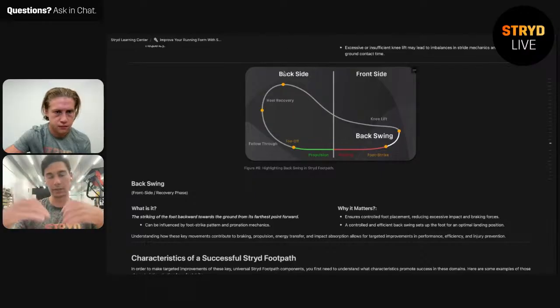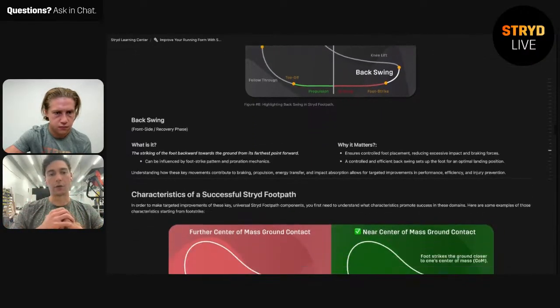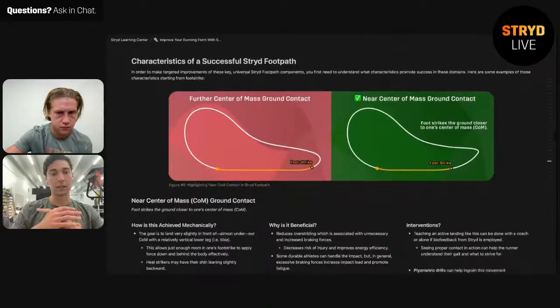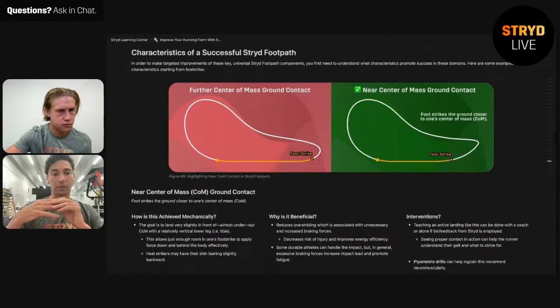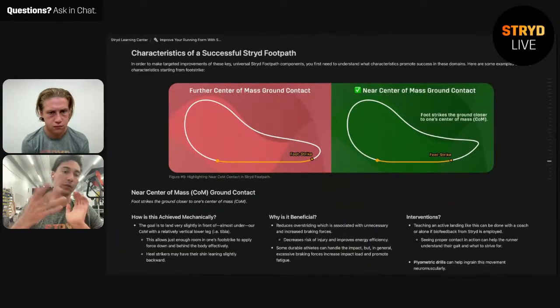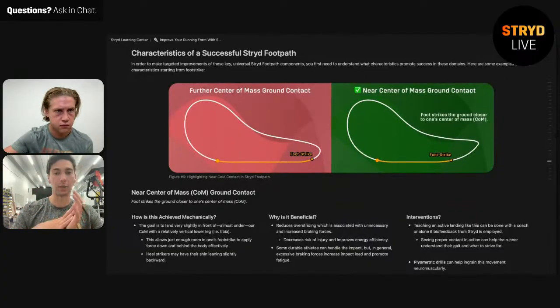And then this bleeds into the next part of the article where we're talking about characteristics of a footpath that tends to be more successful in terms of efficiency, performance, injury resilience, and basically having that context of, oh, what does foot strike mean? Can help play into your understanding of what makes these successful characteristics.